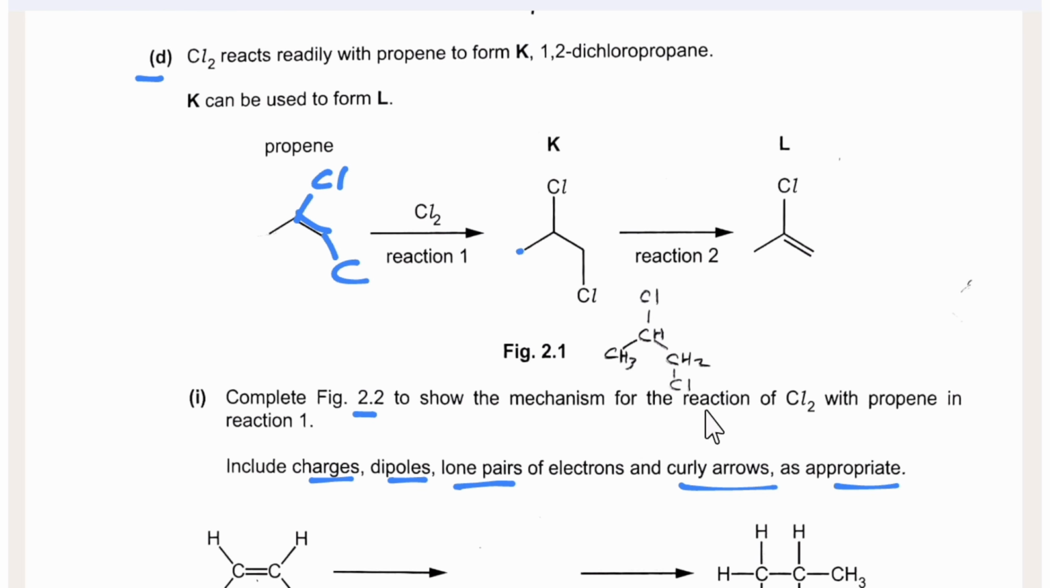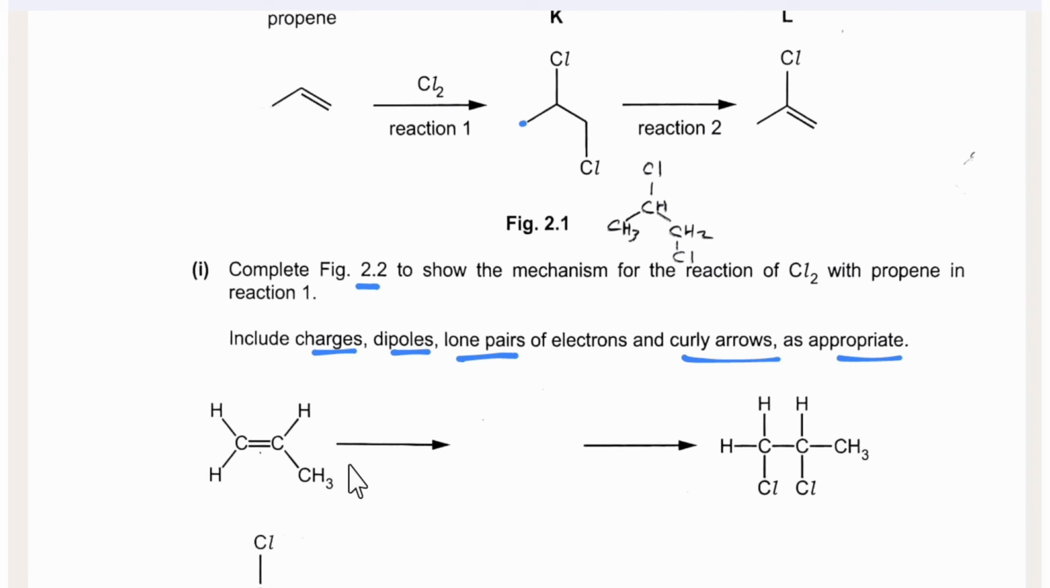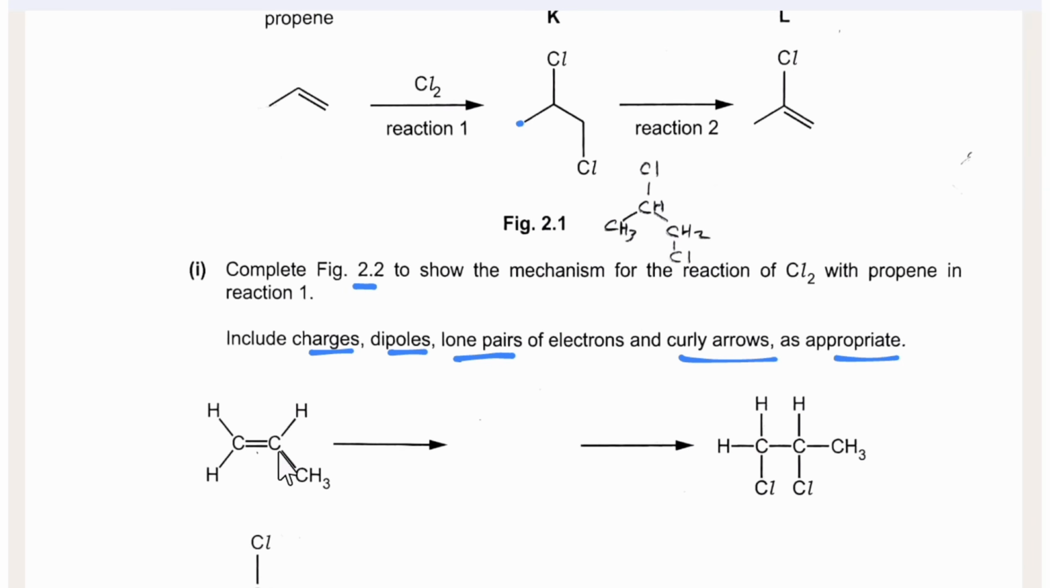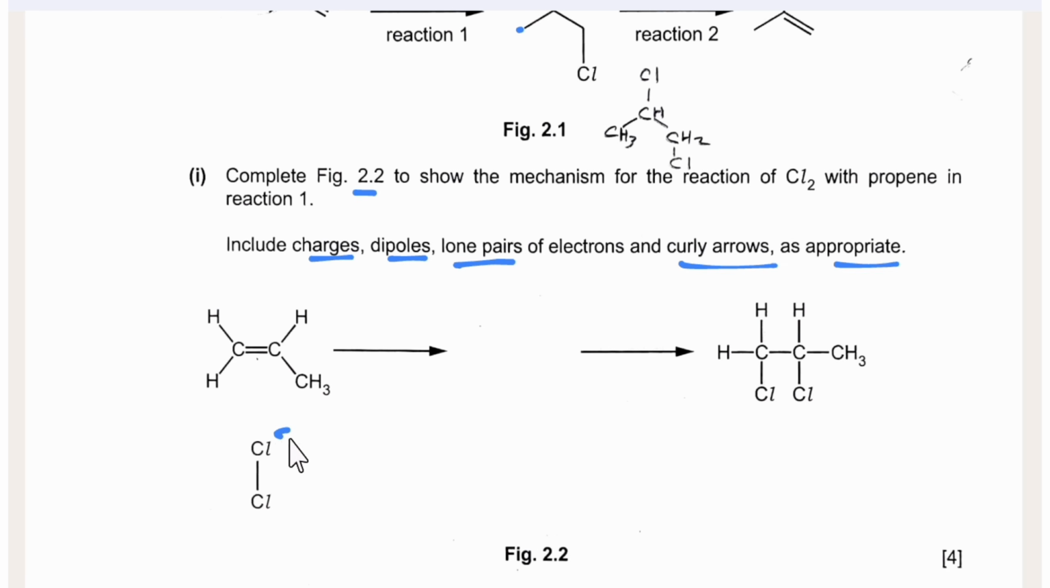Then include charges, dipoles, lone pairs of electrons and curly arrows as appropriate. So for the mechanism of this reaction, chlorine with propene: the chlorine molecule shows delta positive and delta negative. Then the double bond attacks this delta positive and the double bond breaks.